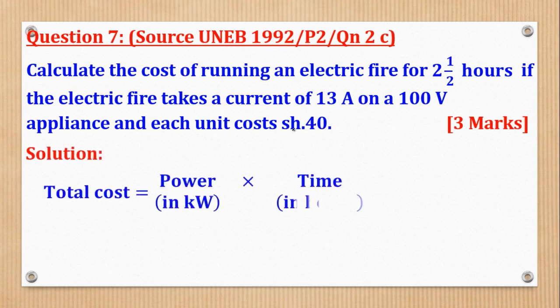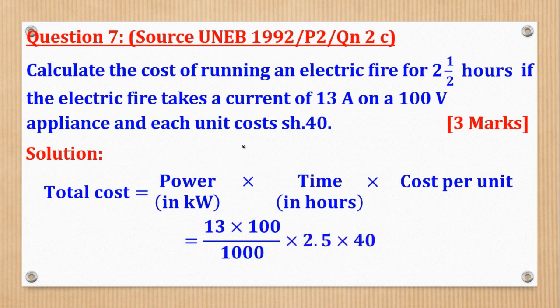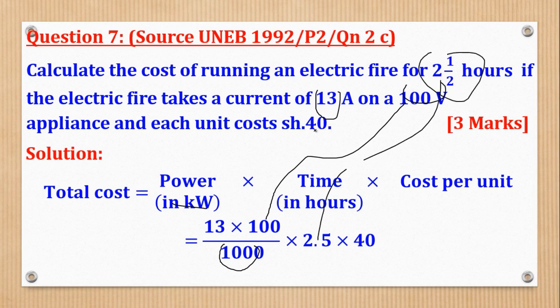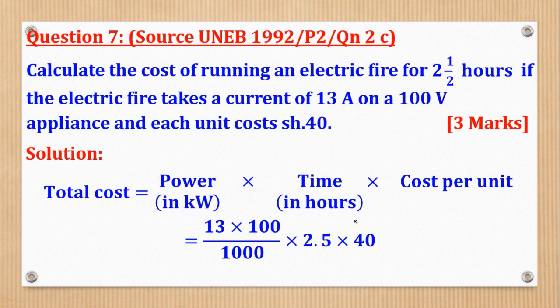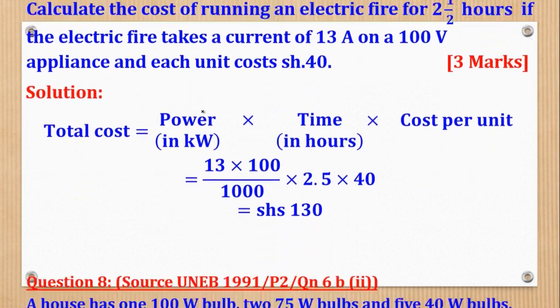So first we shall quote the formula. Then we shall substitute. Now power is IV, so current times volt. That gives you power in watts, so you have to divide by 1000 to make it kilowatt. Then the time was 2.5 hours, and the cost per unit is shillings 40. So when I multiply, I come up with shillings 130, and that's what they wanted.